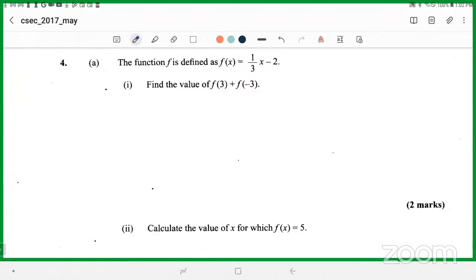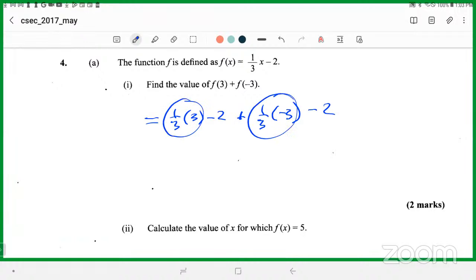All right. So they give us just one function here, f of x, and I want f of 3 plus f of minus 3. So this is equal to, put f of 3 first. I want to put the 3 in there. So I'm going to get a third, 3 minus 2. And we need to add the f of minus 3, so plus f of minus 3, now put in minus 3 in there. So I'm going to get a third, minus 3, and then still minus 2. Answer is -4 now because this and this wipe out each other, and then minus 2 and minus 2 equal -4.